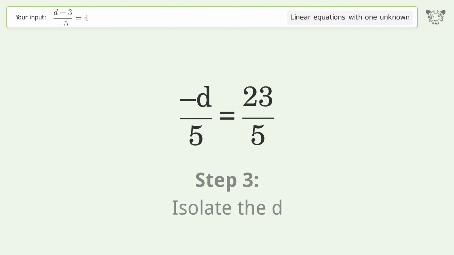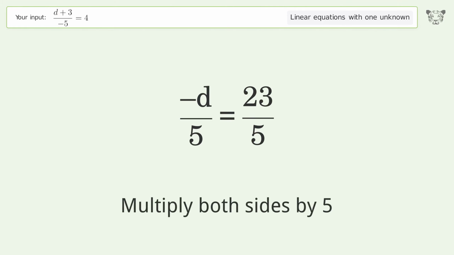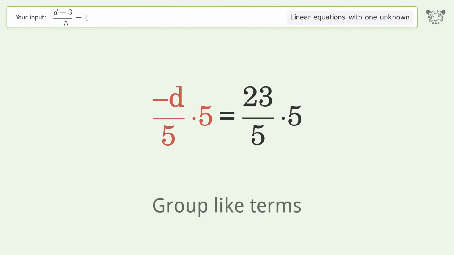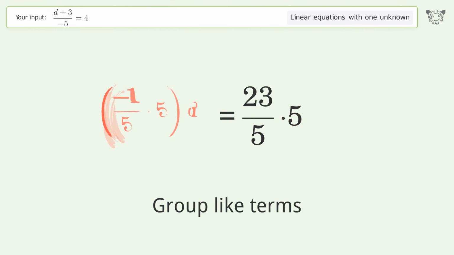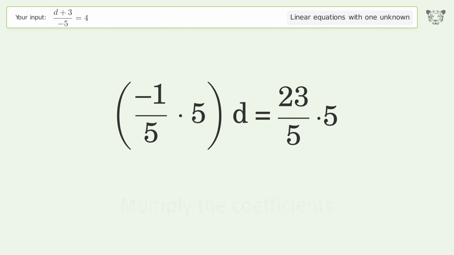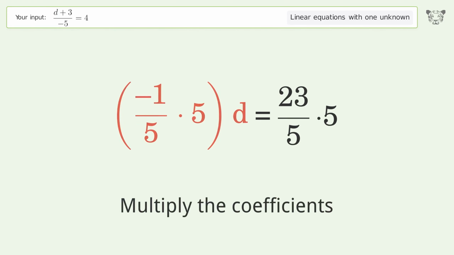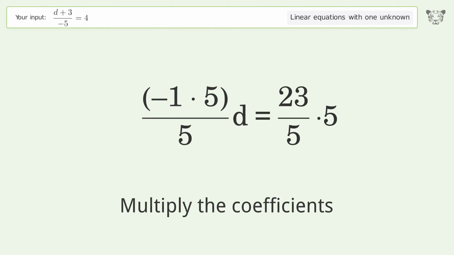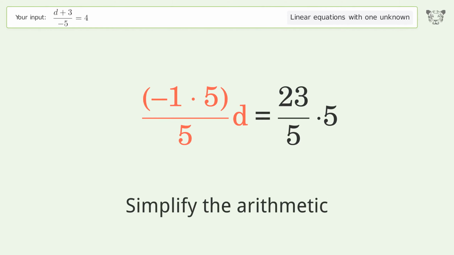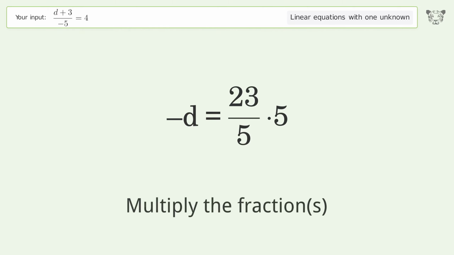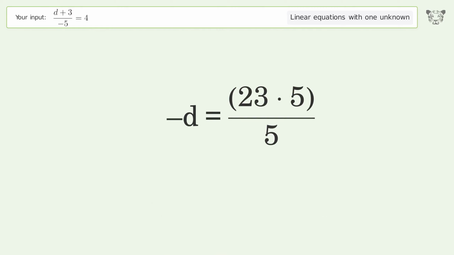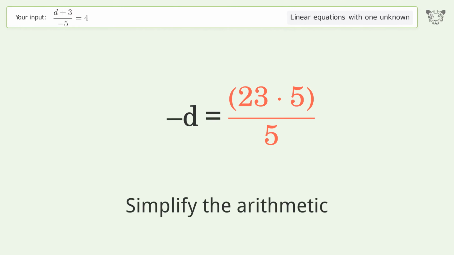Isolate the d. Multiply both sides by 5. Group like terms. Multiply the coefficients. Simplify the arithmetic. Multiply the fractions. Simplify the arithmetic.